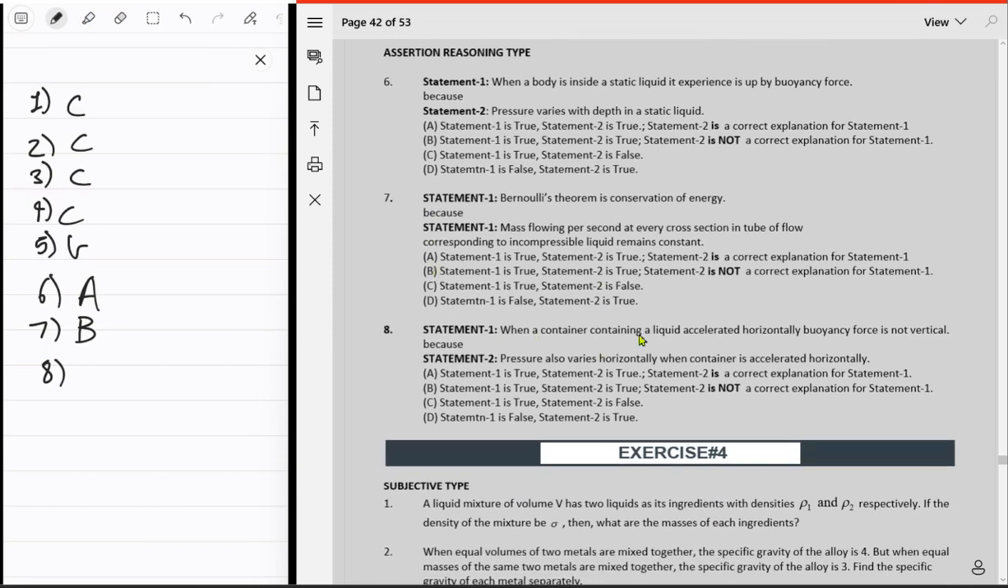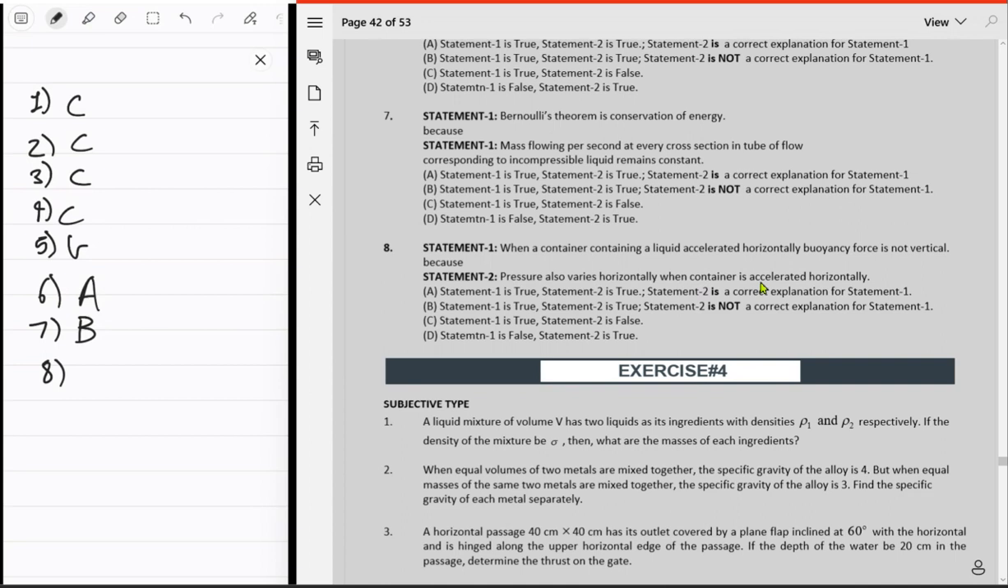When a container containing a liquid is accelerated horizontally, the force is not vertical. Okay, because pressure also varies horizontally when the container is accelerated horizontally. Yeah, that's the thing. Sure. So this is actually a true thing. It is a correct explanation. So A is the answer.